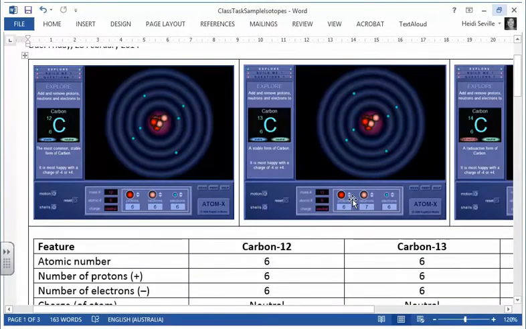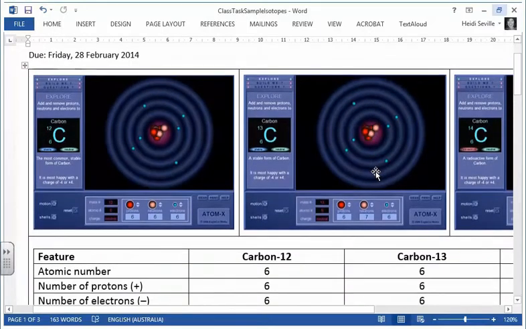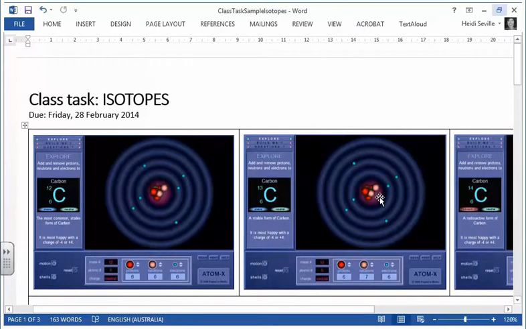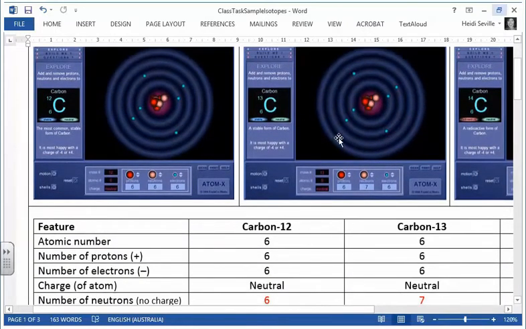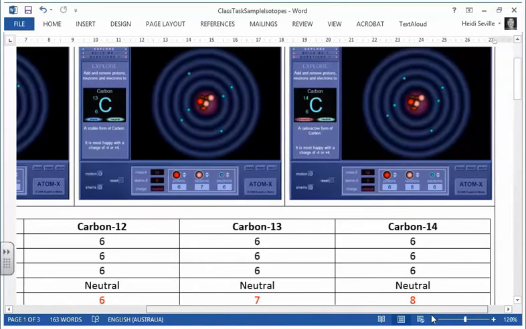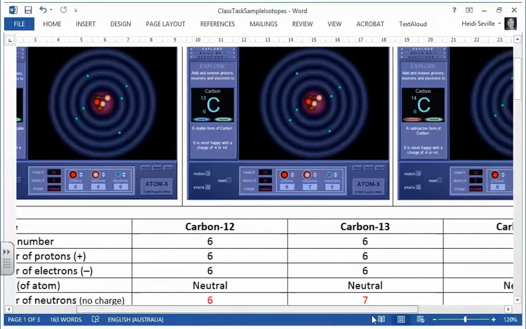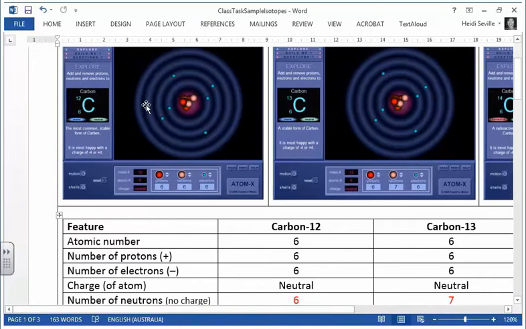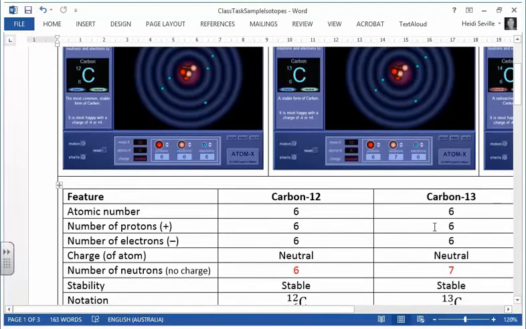I've created a template in the Word document to show how to set out your task. So your screenshots will go in here. Okay, so you've got your 3 different isotopes, but you're going to have at least 2 other elements. I've given an example of carbon. You're going to choose 2 other elements such as calcium or titanium, and you're going to do a similar thing for each of those.